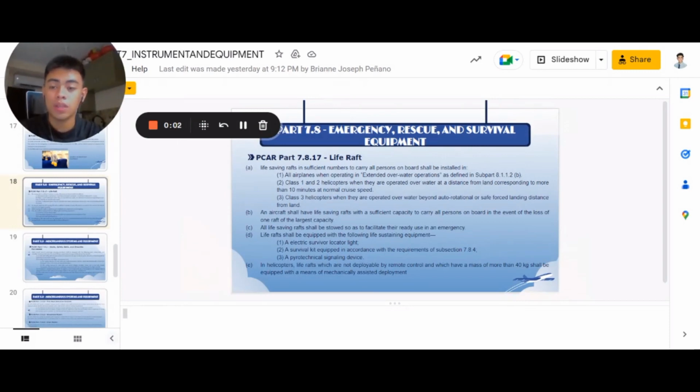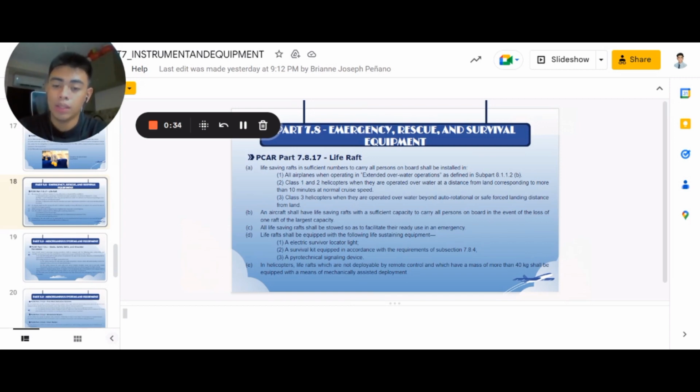The CAR part 7.8.17 talks about life rafts. Ngayon, ano nga ba yung life rafts? Life rafts are inflatable like mini boats na ginagamit whenever a plane emergency lands on water. Ngayon, ginagamit to tuwing nasa tubig na yung eroplano. And ang purpose nito is to remove all the passengers that is on board and ilipat sila sa life rafts para mas safe. So, life-saving rafts in sufficient numbers to carry all persons on board shall be installed in all airplanes when operating in extended overwater operations.